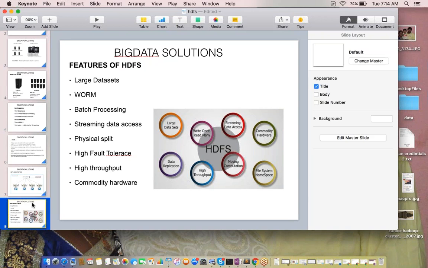Okay, and high fault tolerance. High fault tolerance means if any data node fails, we don't need to worry about it because our data is already replicated. We already have the data. We can take the data. What is high throughput? High throughput means you store the data, you send a query, and you get the results in a fraction of a second or in some minutes. The results come very fast.